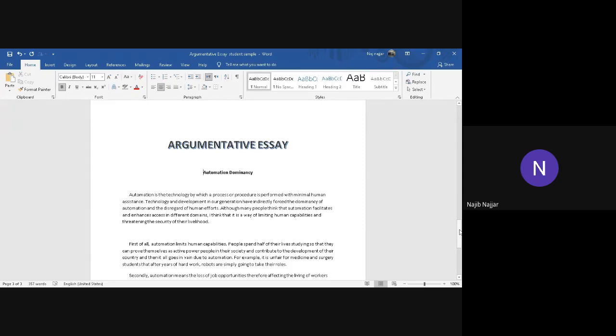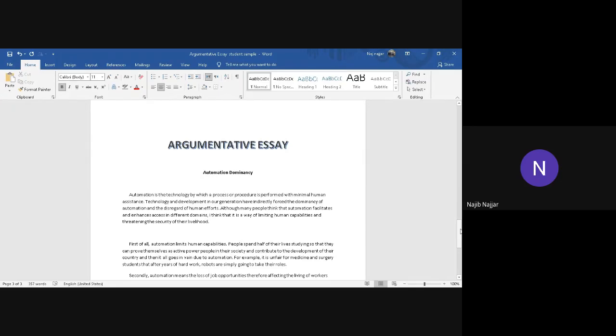What is an argumentative essay? I'm going to answer the question, what is an argumentative essay? How many parts do we have, or how many paragraphs can we write in an argumentative essay? The parts of the paragraphs and what the teacher expects from you. Let's start with what is an argumentative essay? It comes from the word argumentative.